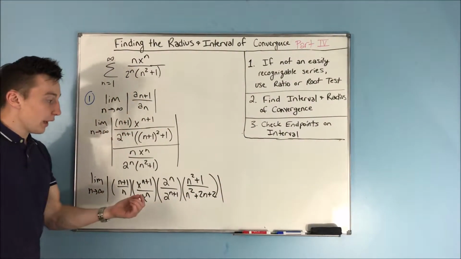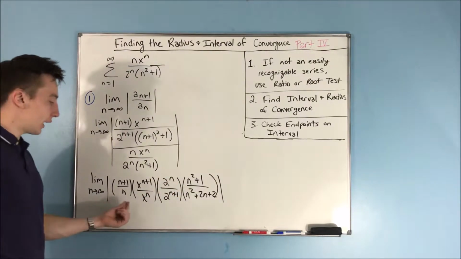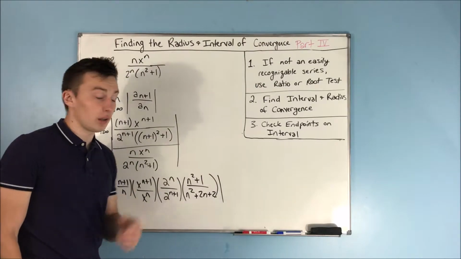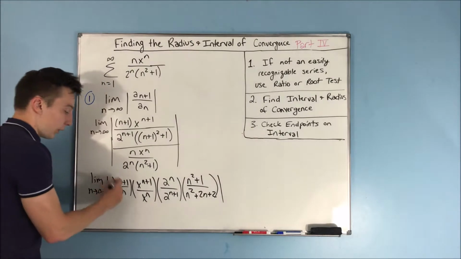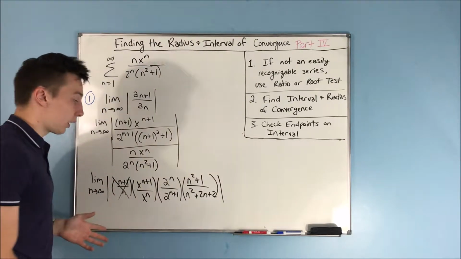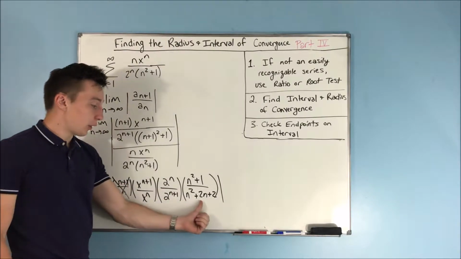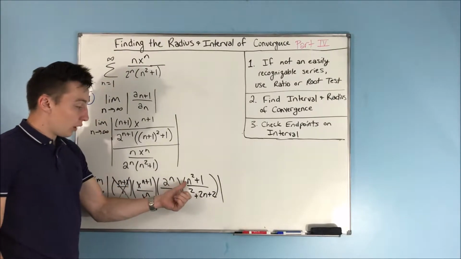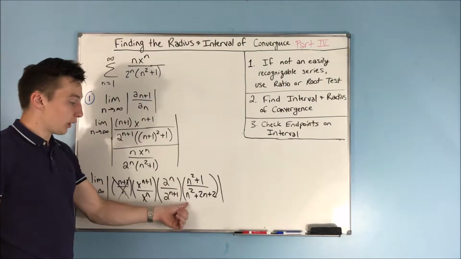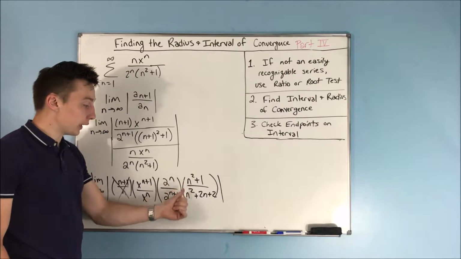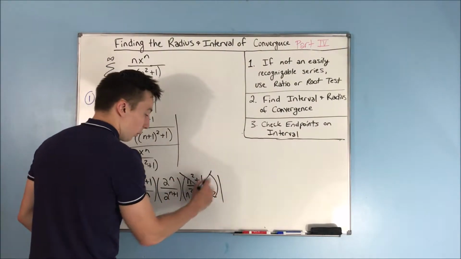Now we can analyze each one of these as a separate limit. That's one of our limit laws. So n plus 1 over n, we know the limit of that is going to be 1, so we don't need to worry about that. Here we have n squared plus 1 over n squared plus 2n plus 2. Our highest power on both top and bottom is n squared, and the coefficients for each are 1. So the limit is going to be 1 over 1.